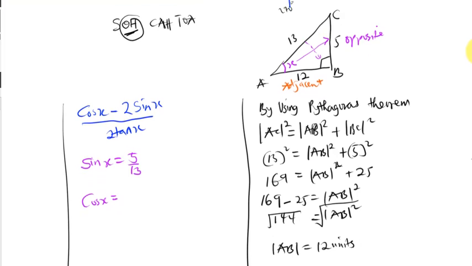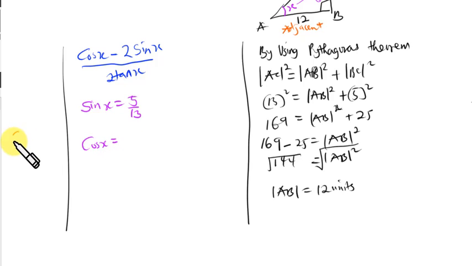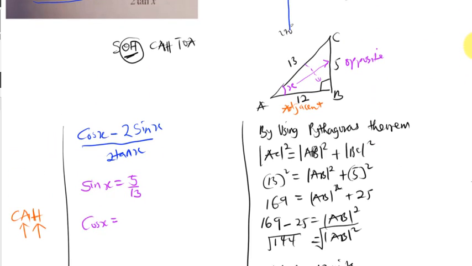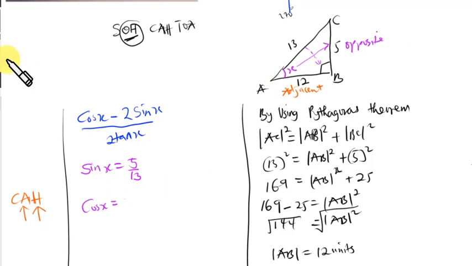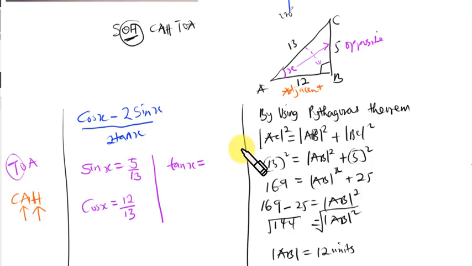So cos, that is CAH, you know, SOHCAHTOA, that is adjacent over hypotenuse. If you look at the triangle, the adjacent side is 12, and the hypotenuse is 13. So this is the cos x. We are left with the last one, that is we need to know tan x. Tan, that is TOA, opposite over adjacent. So the opposite side here is 5 and the adjacent side is 12. So that is tan x.